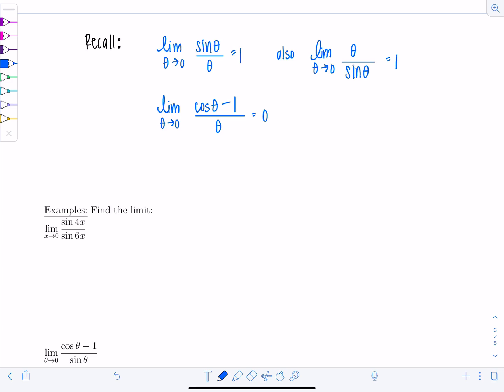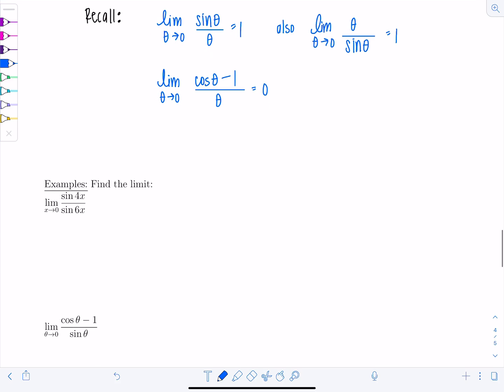All right, good. Now we're going to use them for the following limits. Look at this first one. We have the limit as x approaches 0 of sine of 4x over sine of 6x. Okay, now look at this and think, man, I wish it looked just a little differently. I really wish I had the limit as x approaches 0 of sine of 4x.